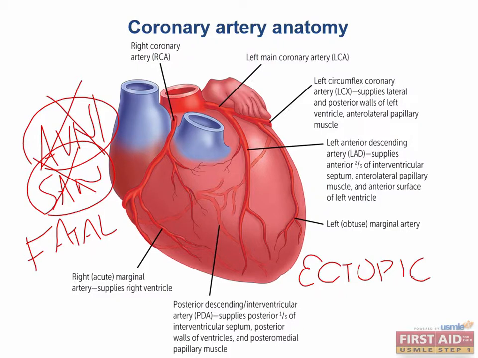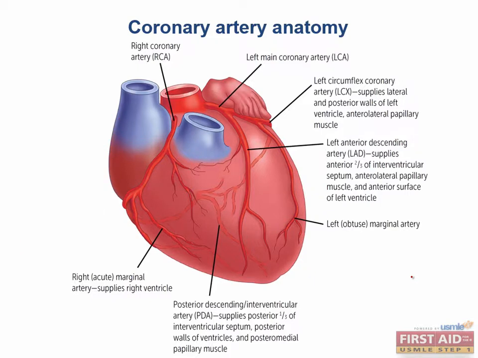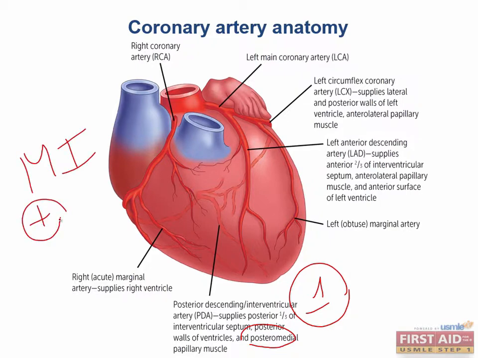Now, another incredibly high yield thing to remember is that the blood supply to the posteromedial papillary muscle is only from the posterior descending artery. This makes it one of the most prone for infarction because it does not have a backup blood supply. It only has one from the PDA. Watch out for this in a vignette that describes someone with a suspected myocardial infarction with a new onset murmur of mitral regurgitation.